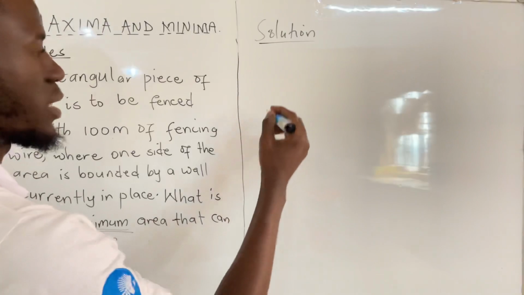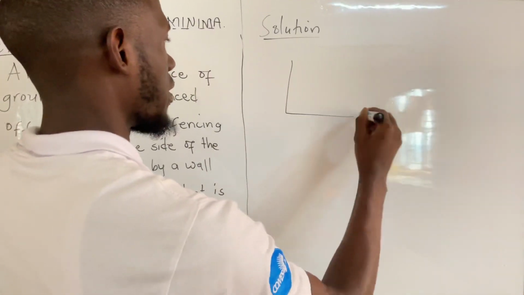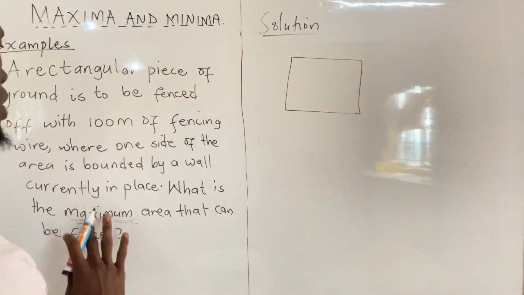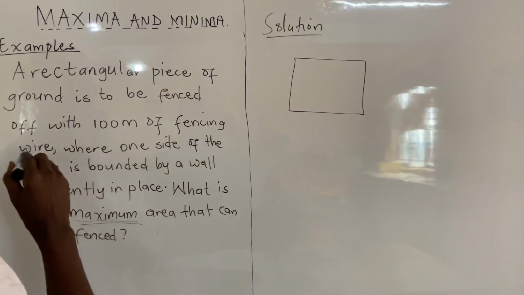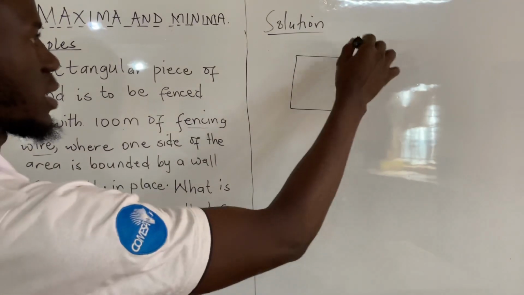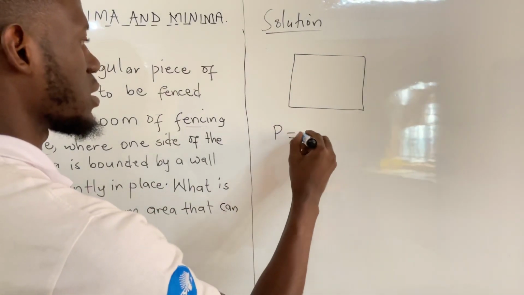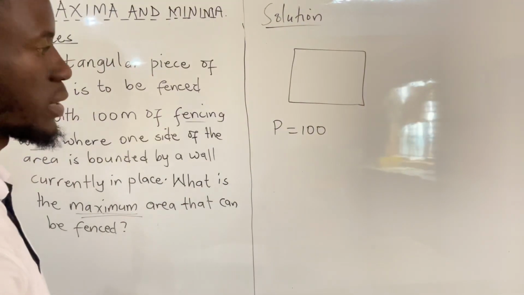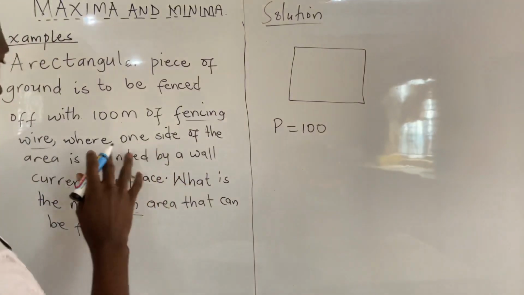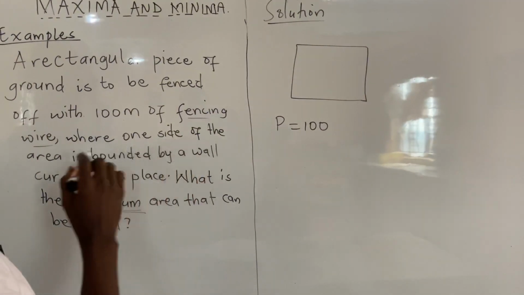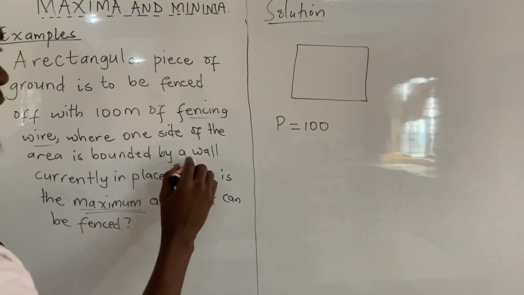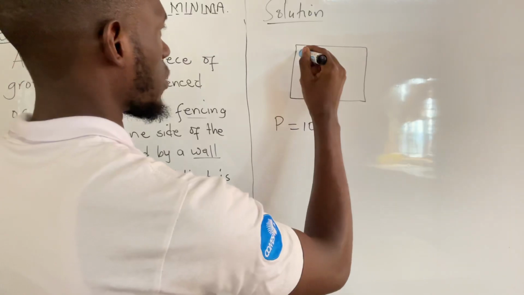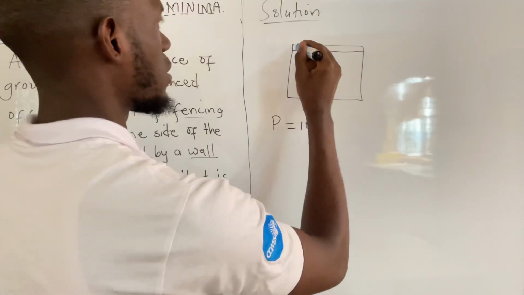First and foremost, we can have a simple sketch. We have it drawn like that. This is our wall, but we have fencing wire of 100 meters, so that means our perimeter is given by 100 meters. They said that one side is bounded by a wall, so there is already a wall in place. Let me consider this to be the side with the wall.